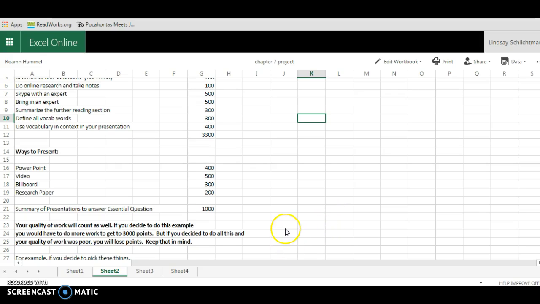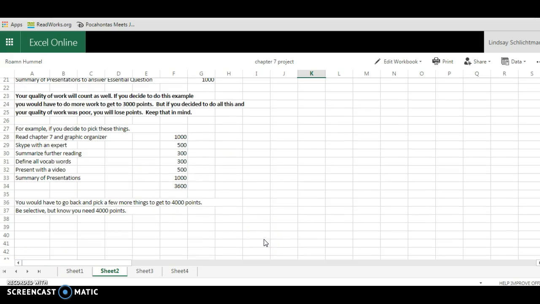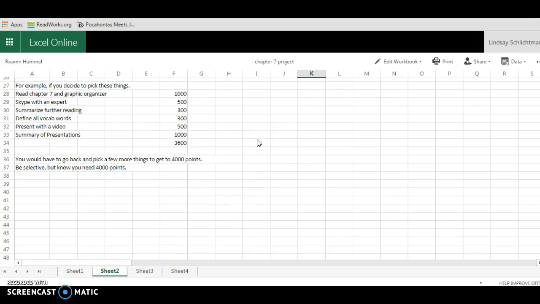So your quality of work will count as well. If you decide to do this example below, you would have to do a little more work to get your points, and this should say 4,000 instead of 3,000. If you decide to do all of this but your work is poor, you're going to lose some points. So it's important that you do your very best work. So let's take a look at the example.